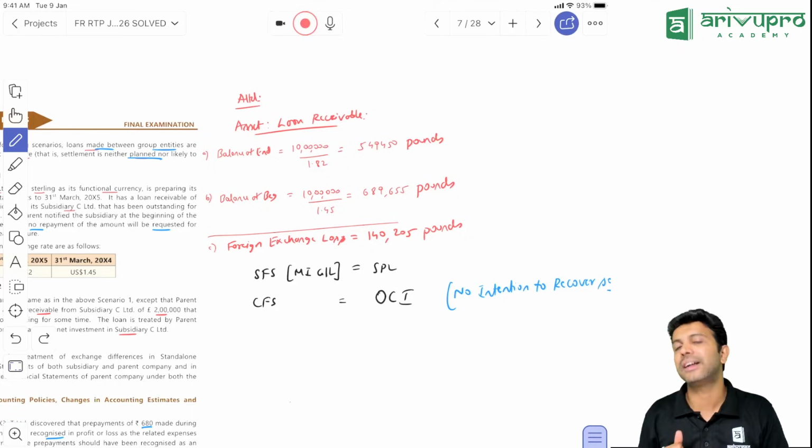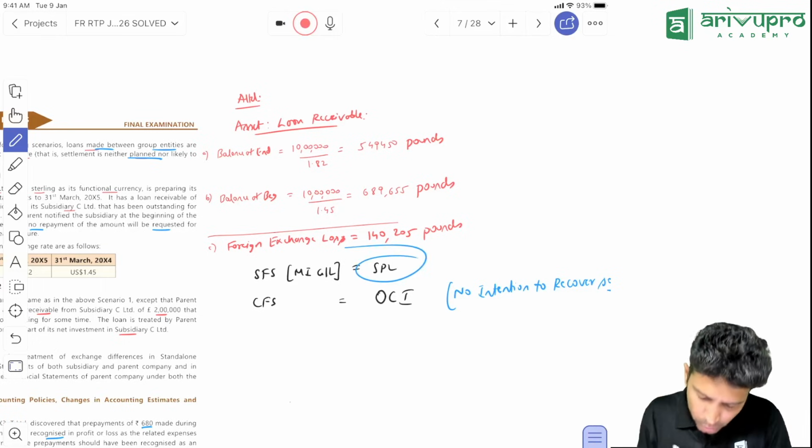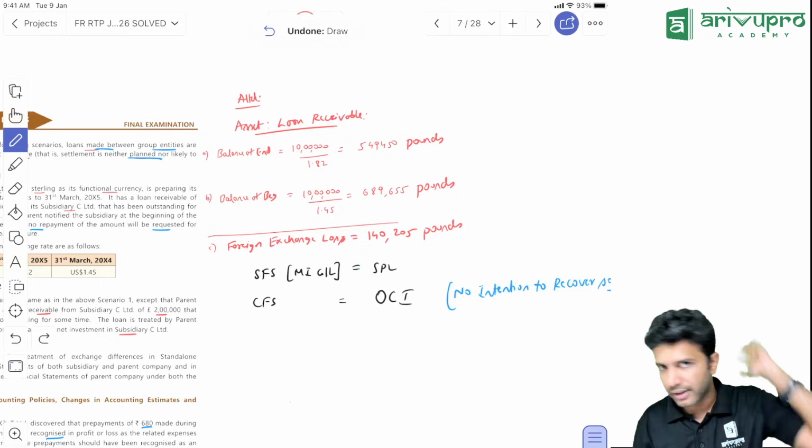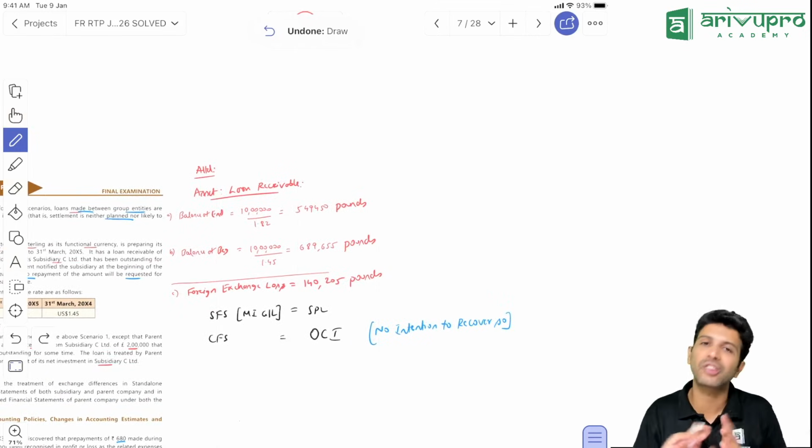If you don't have intention to recover, then in SFS, since the gain is relating to a monetary item, it will always go to SPL. In the consolidated financial statements, it will be shown in OCI. If there is no intention to recover, that's all, this is the concept.